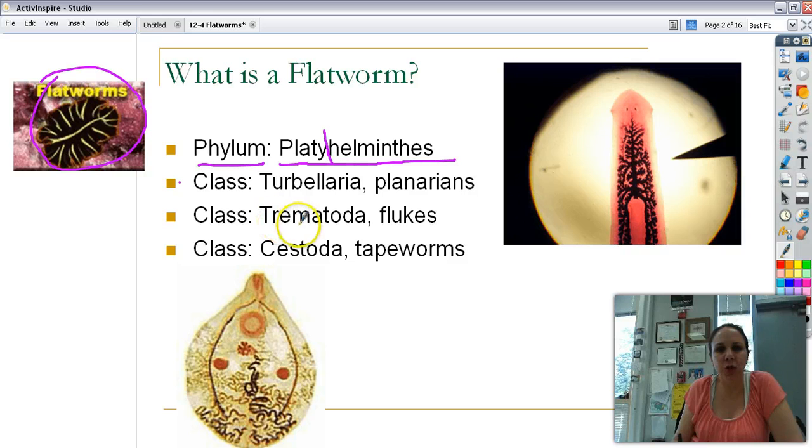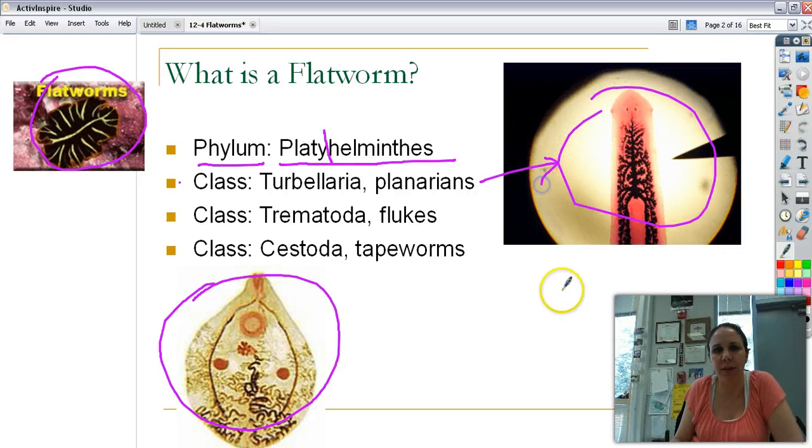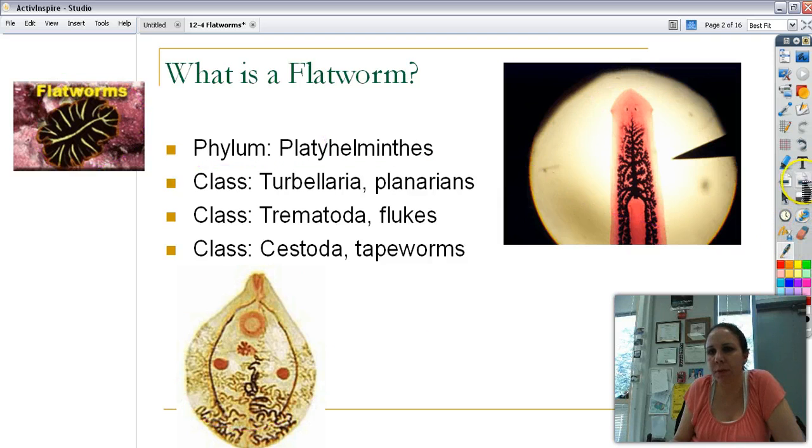We have class Trematoda, which include flukes, which look kind of like leeches, and Cestoda, which are tapeworms. Oh, I don't have a tapeworm up here. Here's another planarian right there. Tapeworms, they've got heads and little body segments like this. So we're going to be taking a look at these types of worms.